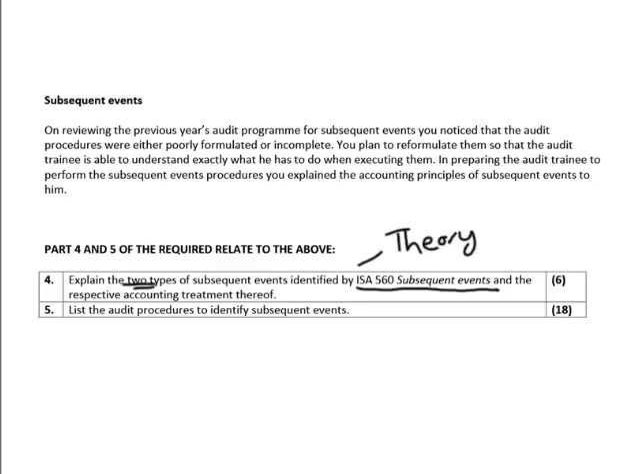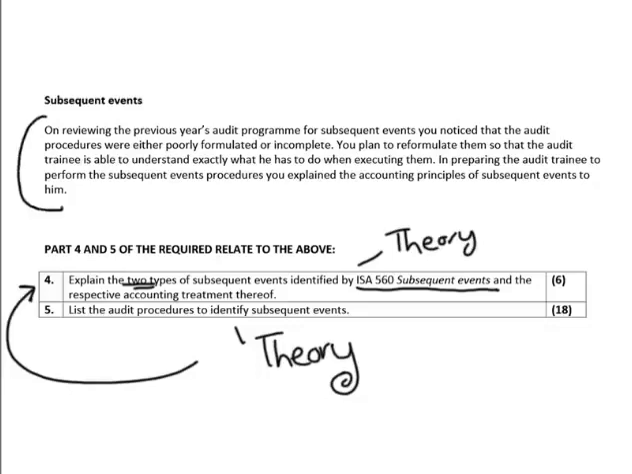And number 5, list the procedures to identify subsequent events. Also a theory question. So we're not going to get any information really from the scenario here. It's going to be: if you were auditing a client, what would you do to identify subsequent events? And when you do, what are the 2 types and how do we treat them? Okay, so let's just read what they've given us here.